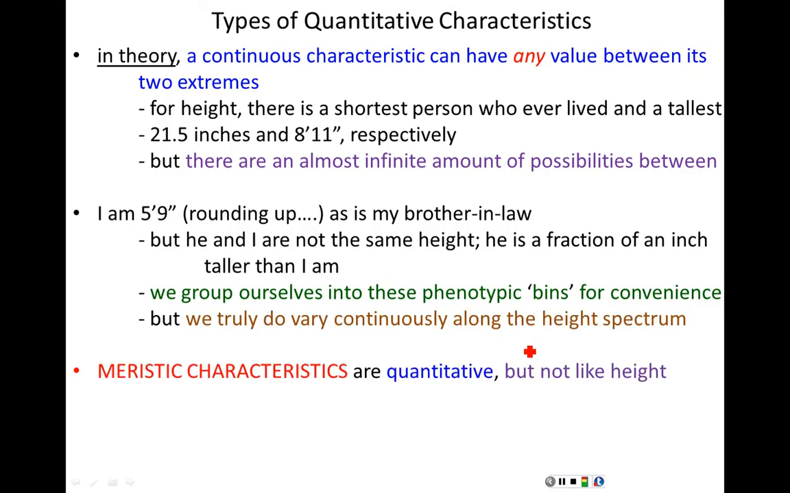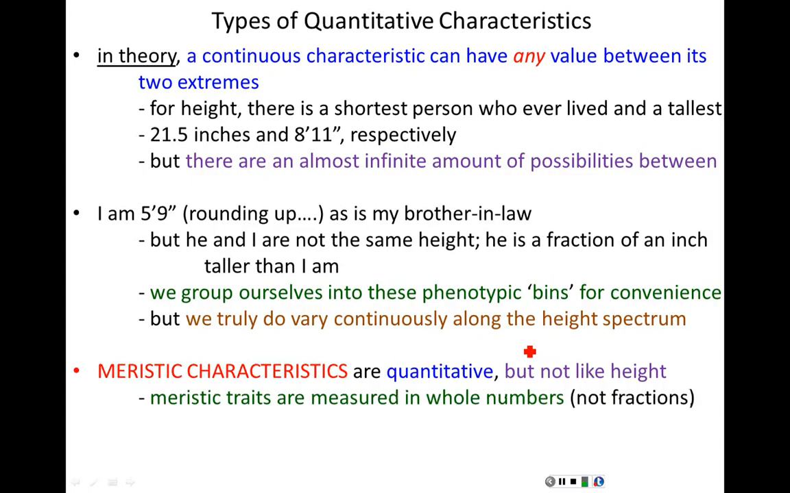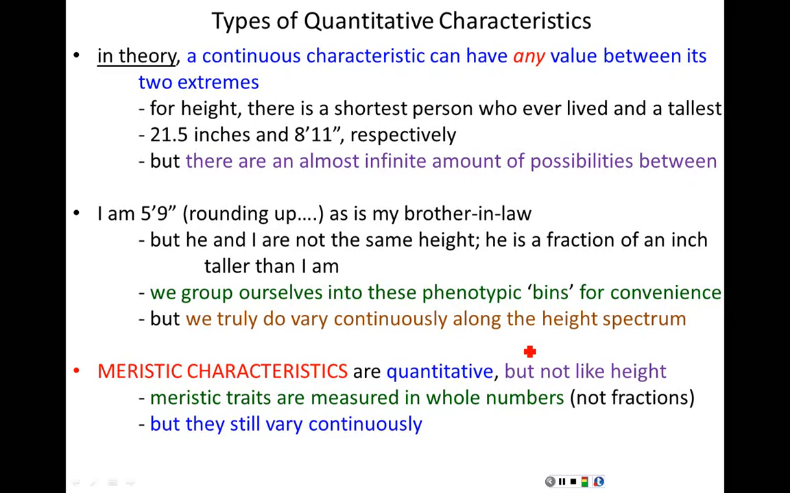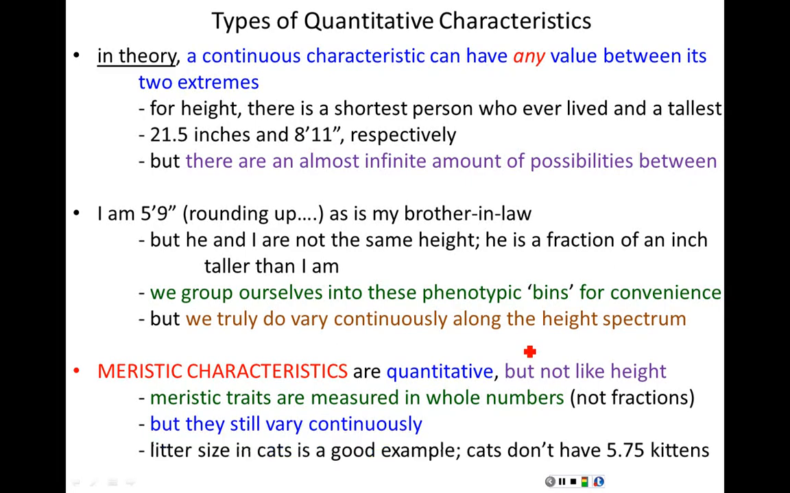But there's another category of continuous characteristics that are not subject to rounding, and they are called meristic characteristics. Meristic characteristics are quantitative, but they're not continuous the way that height is. See, meristic traits or characteristics are measured in whole numbers. They can't be measured in fractions the way that height can be, like 5'8.87" tall. But they still vary continuously, these meristic characteristics.